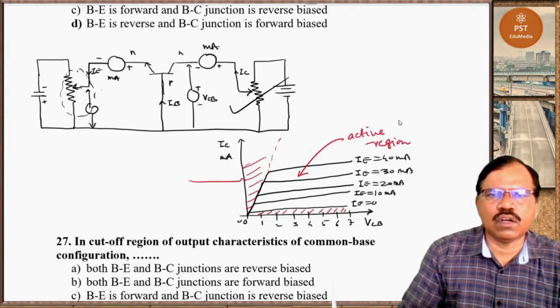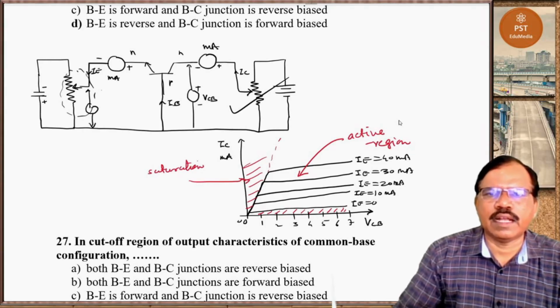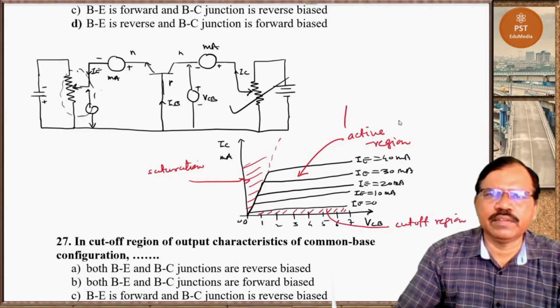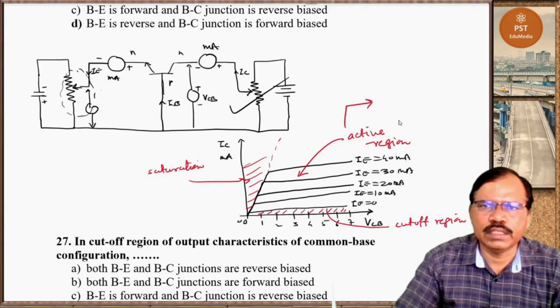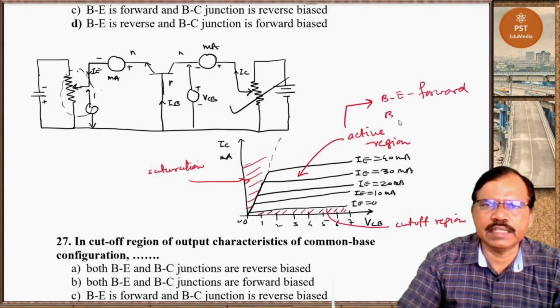This region is called the saturation region. And this region is called the cutoff region. Now in the active region, the transistor normally works. So here the base emitter junction is forward biased and the base collector junction is reverse biased.